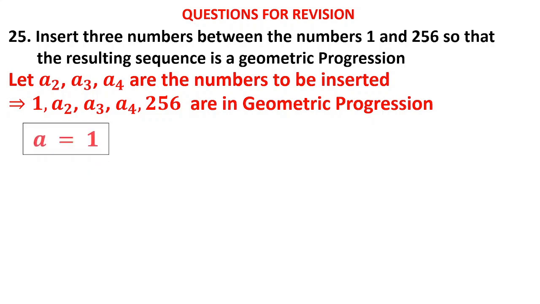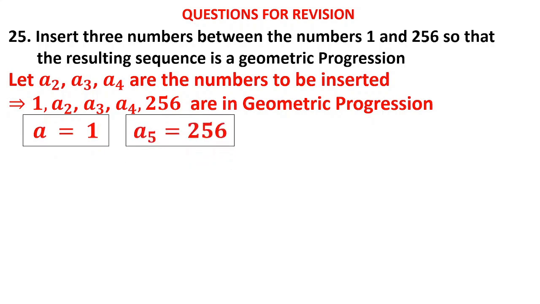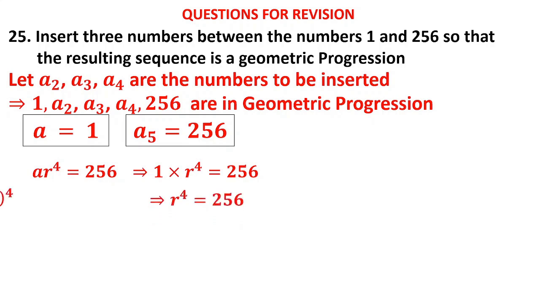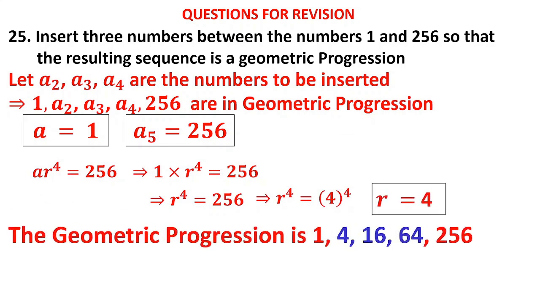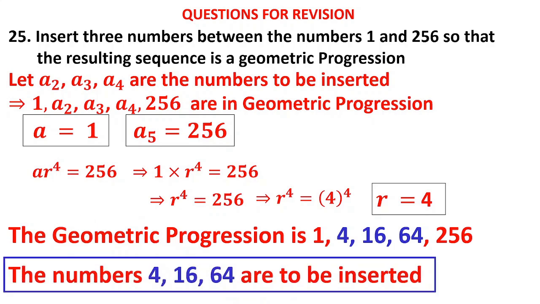Now out of them A is 1 and what is A5? It is 256. Formula is A into R power 4 is 256. 1 into R power 4 is 256. Therefore R is 4. When R is 4, now I can have 1, 4, again into 4, 16, into 4, 64, into 4, 256. What are the numbers to be inserted? The numbers to be inserted are 4, 16 and 64.